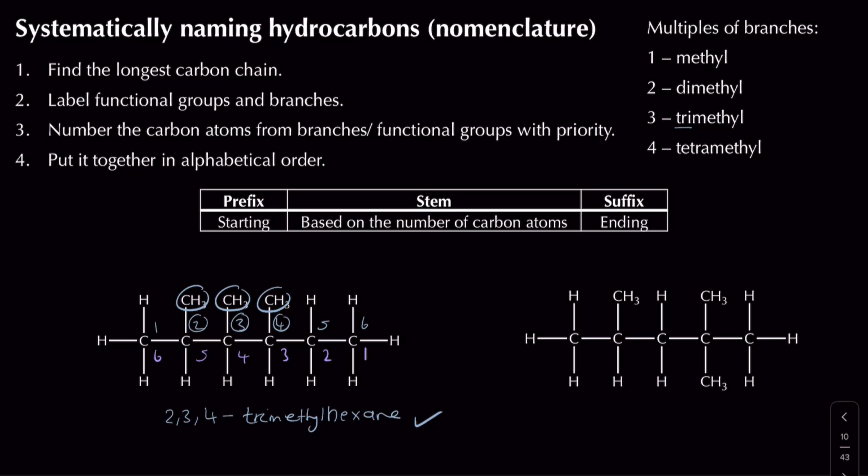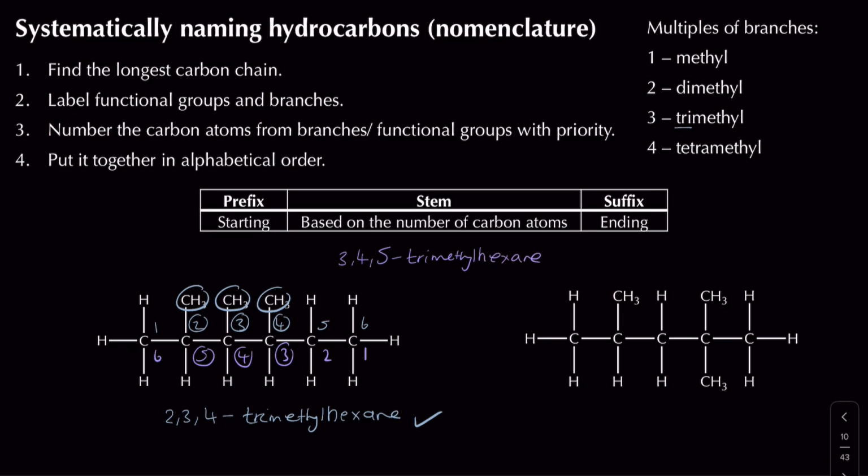If I were to look at this, I'm going from right to left, 1, 2, 3, 4, 5, 6. I actually have my methyl groups on the 3, 4, and 5 positions. So let's say if you did go from right to left, you actually end up with a different name. You would actually end up with, from right to left, 3, 4, and then 5, and then it would be trimethyl again, and then it would be hexane.